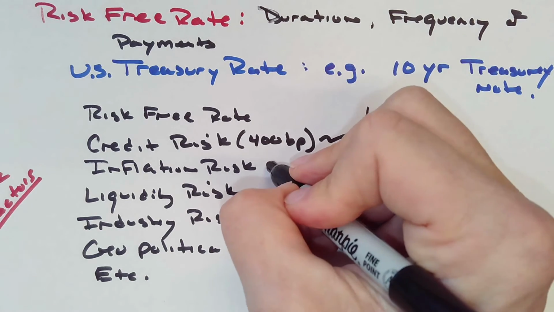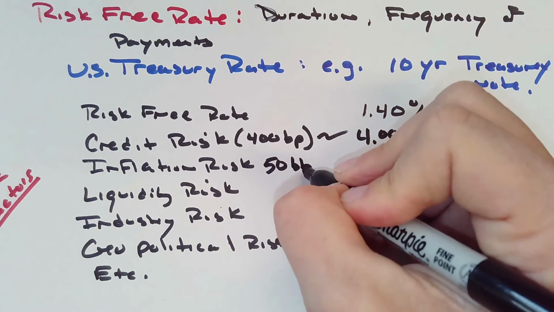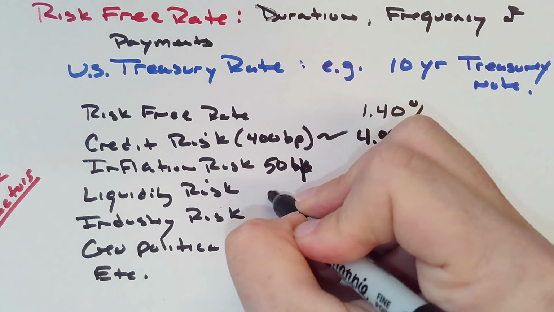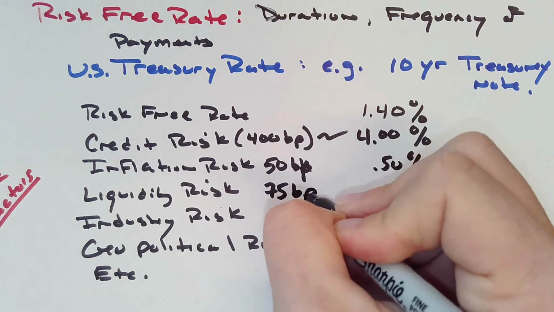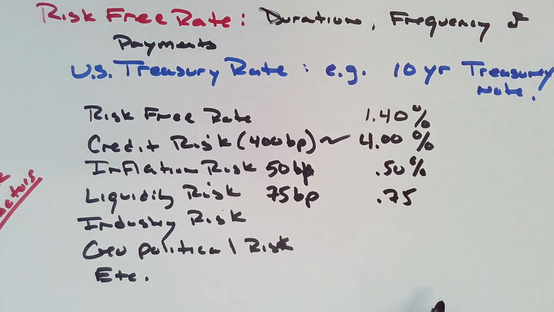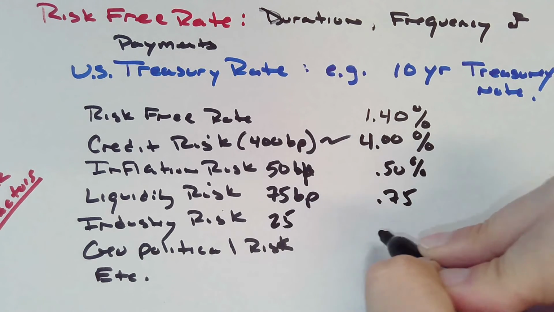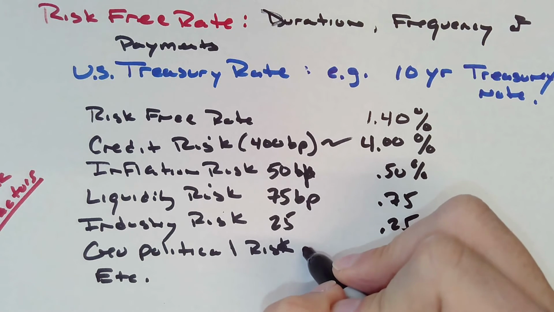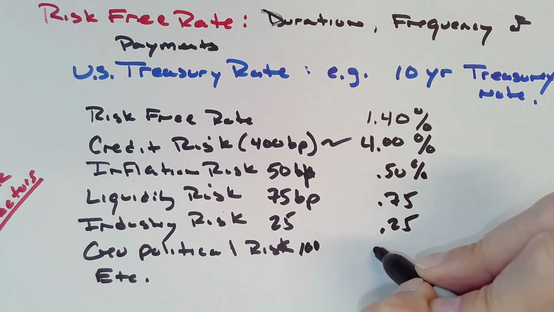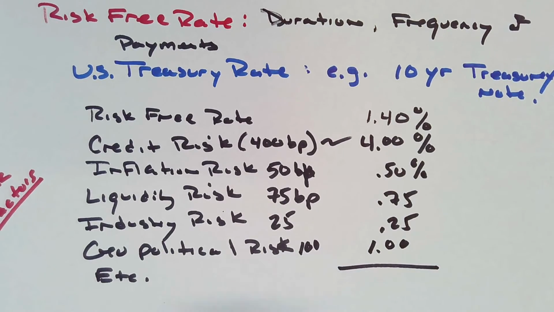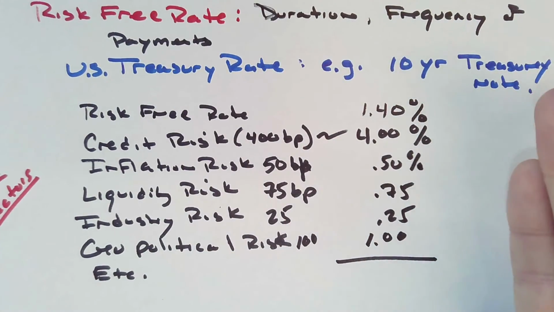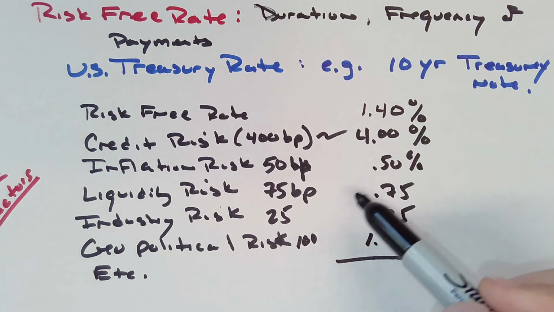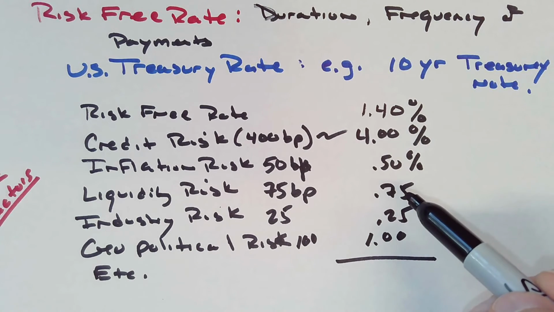Maybe my inflation risk is 50 basis points, 0.5%. Maybe the liquidity risk here is 75 basis points, 0.75. Maybe the industry risk is 25 basis points, 0.25. Maybe it's in a crazy country. Maybe it's a 100 basis point risk here. So I add a 1%. Now I'm going to add up all of these rates, and I'm going to come up with what I think is going to be a reasonable return for the risk that I'm taking.